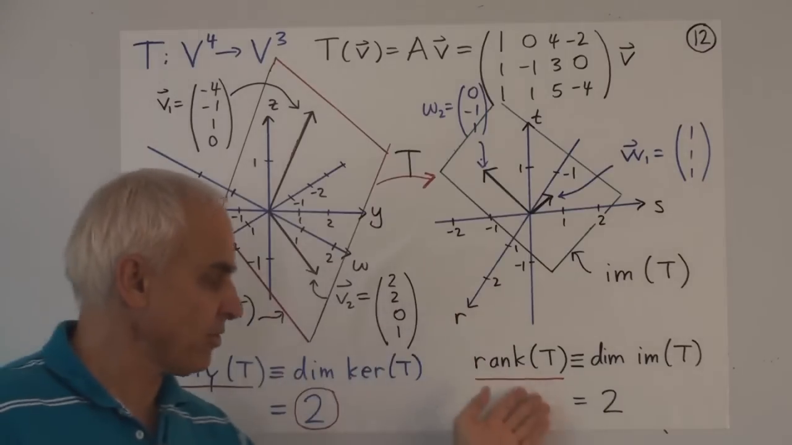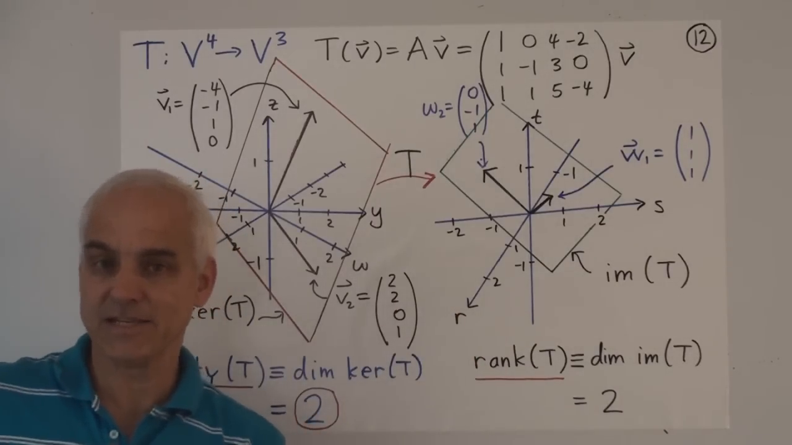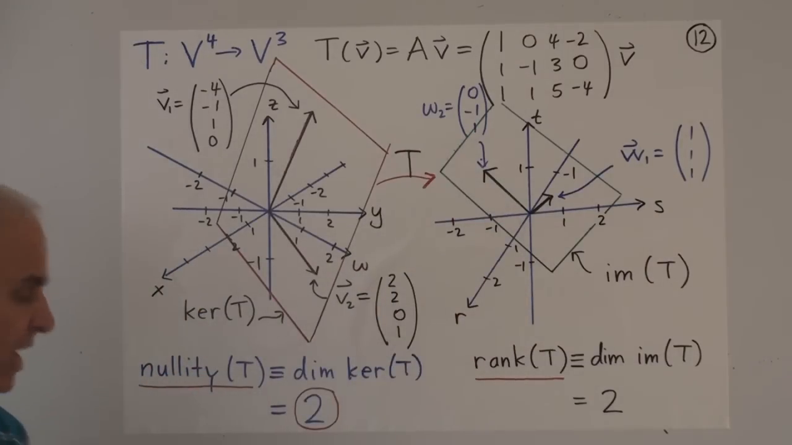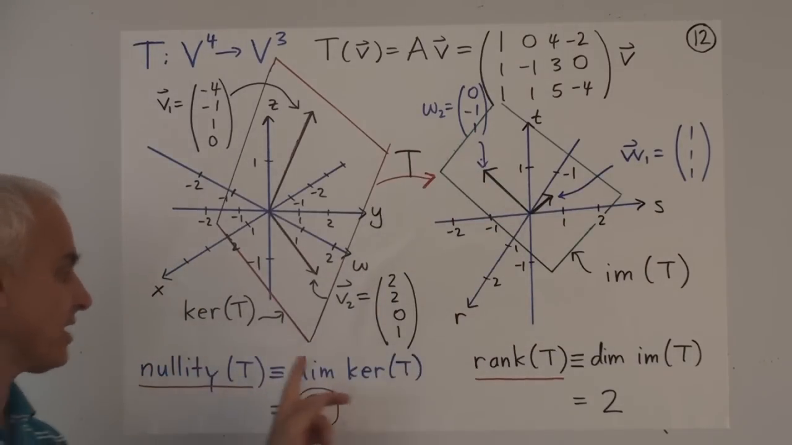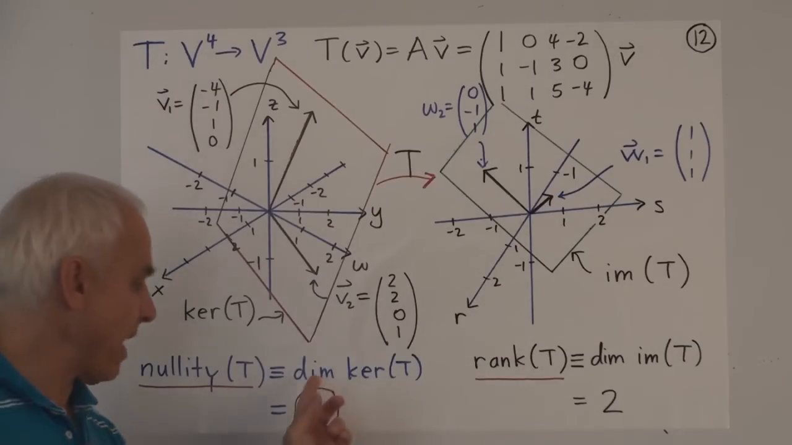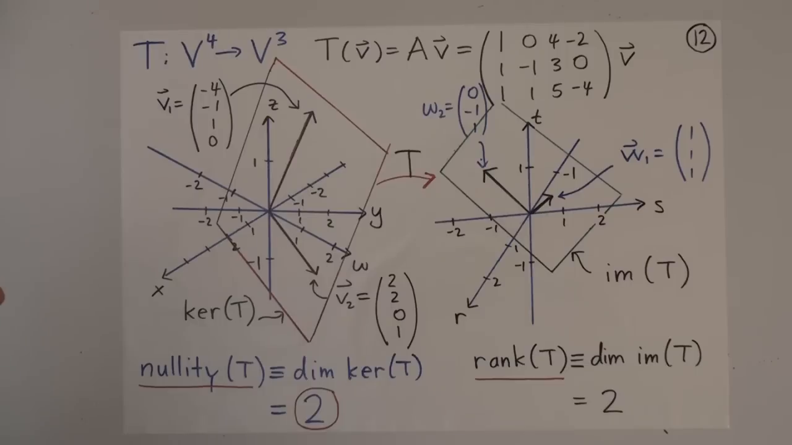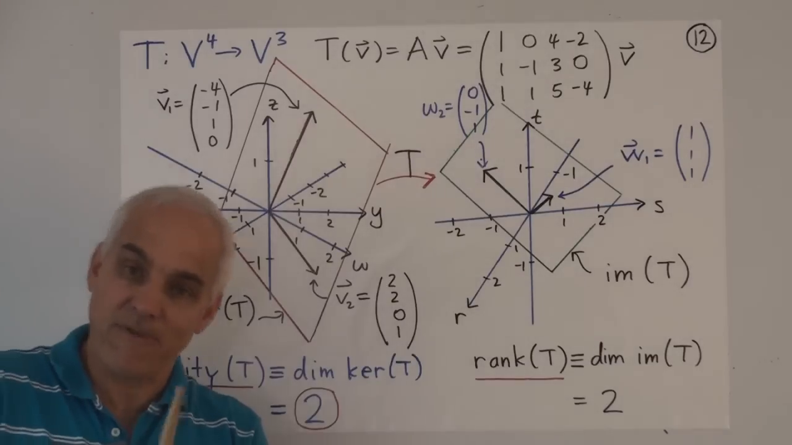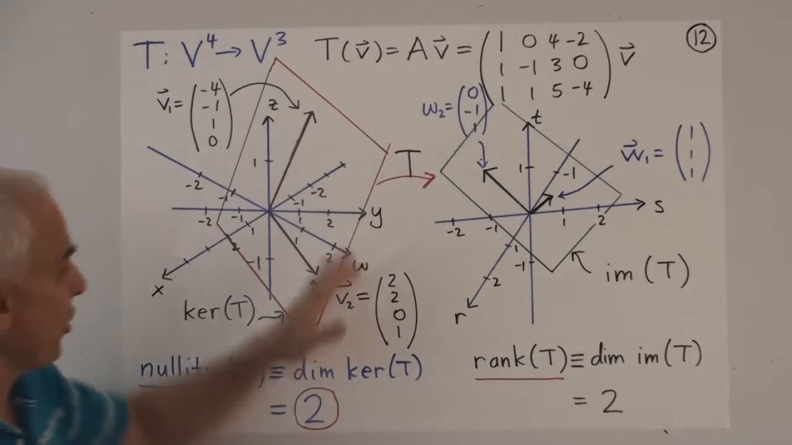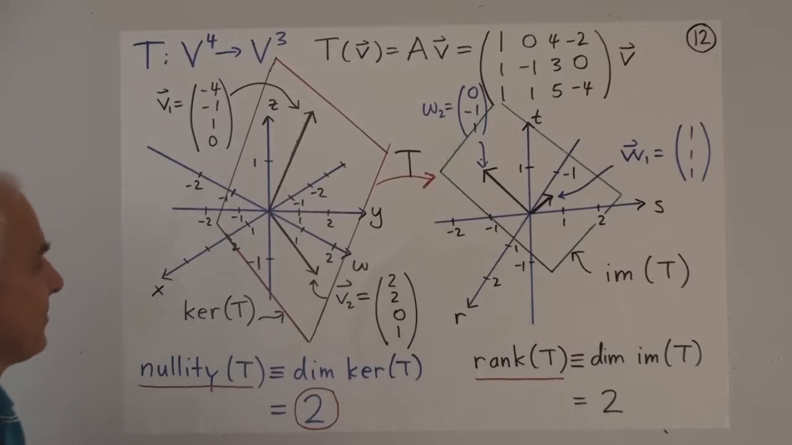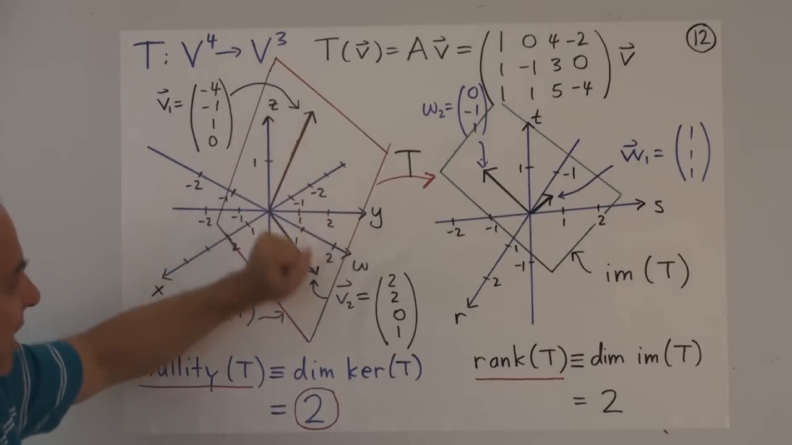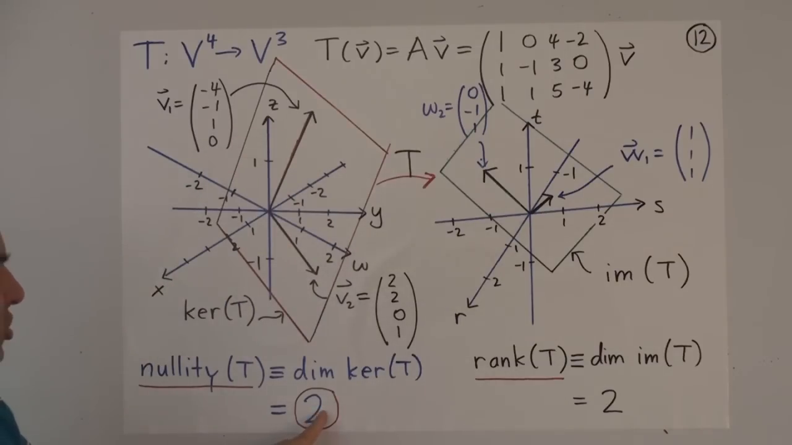And now associated to these two spaces inside our initial and final spaces are two numbers. The nullity of the transformation is the dimension of the kernel, the dimension of the kernel of T. What's the dimension? Well, the dimension is the number of elements in a basis, the number of vectors you need to span the space linearly independently. In this case, these two vectors here span the space and they're linearly independent. The dimension is 2 because it's a 2-dimensional plane.